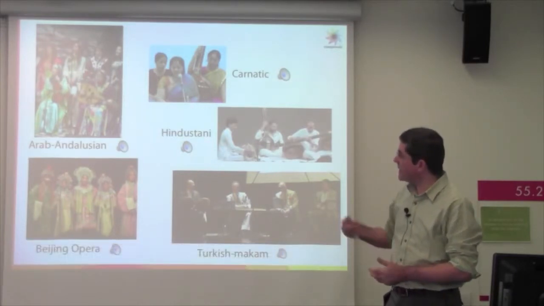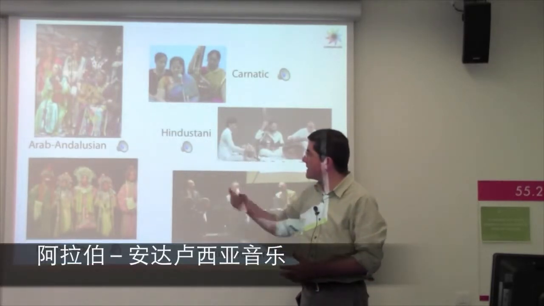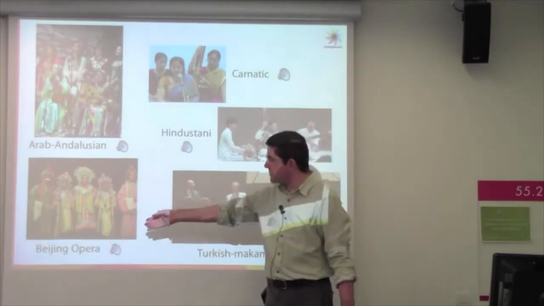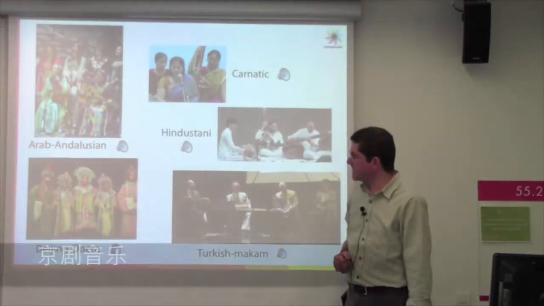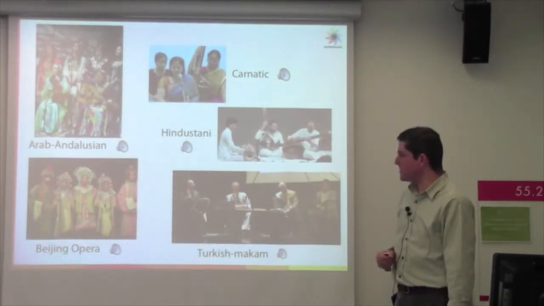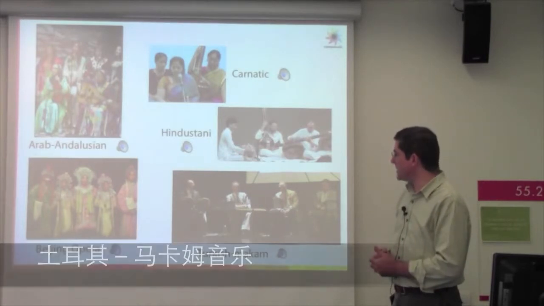We are studying the music tradition that currently is alive in the north of Africa, what is called Arab Andalusian music. Then, of course, the one that is the topic of this tutorial, Beijing opera. And finally, the tradition of Turkey that relates with the Ottoman tradition there, and we call it Turkish Makam.